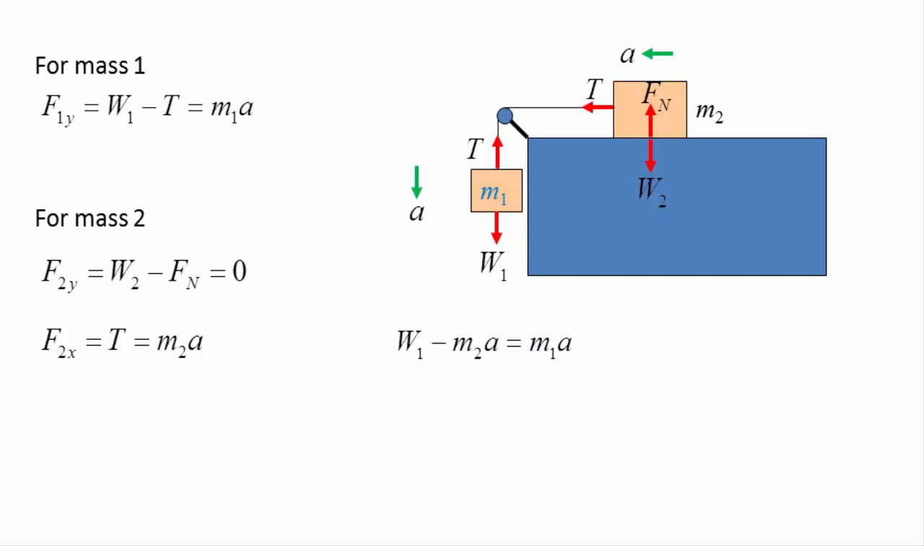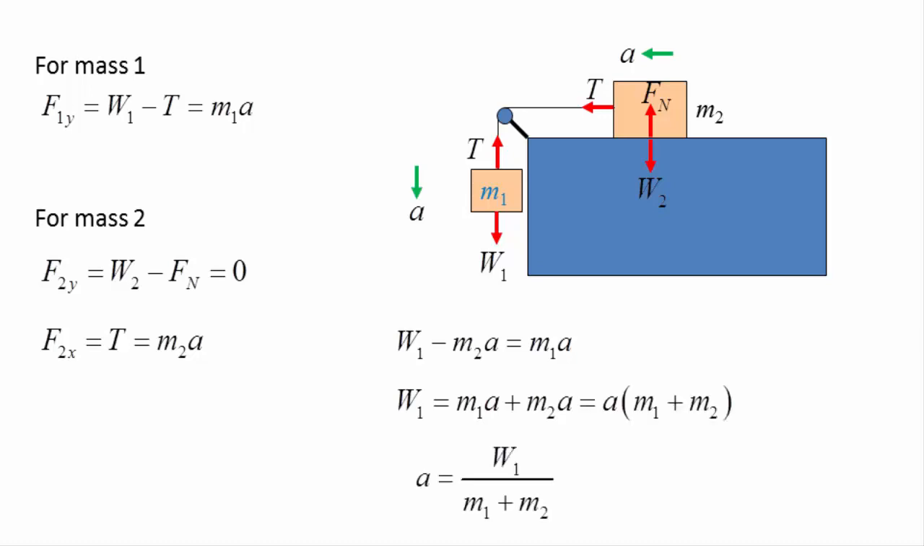Now we can transpose this equation to solve for acceleration. This gives us the acceleration being equal to the weight of mass 1 divided by the sum of mass 1 and mass 2. And of course, the weight of mass 1 is equal to the product of mass 1 and the acceleration due to gravity. So we now have a solution to the acceleration of the connected masses, which is dependent on the mass of the two objects and gravity.